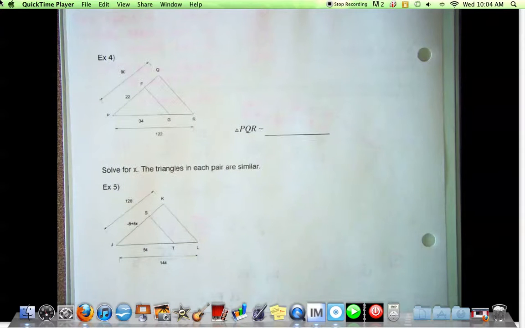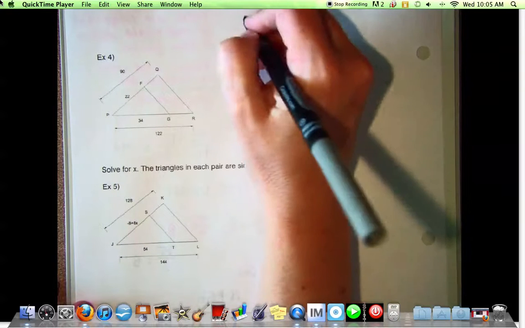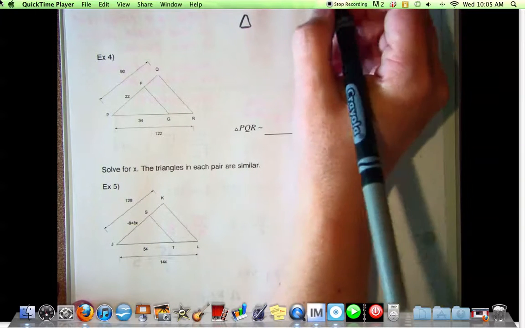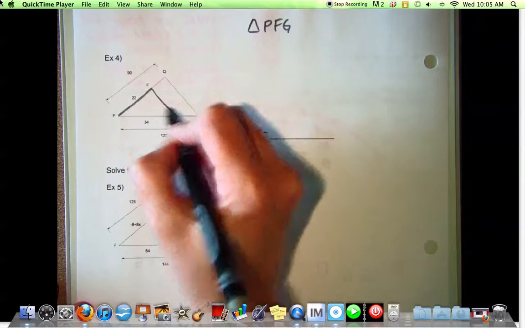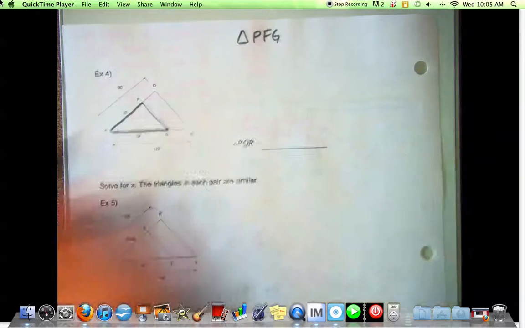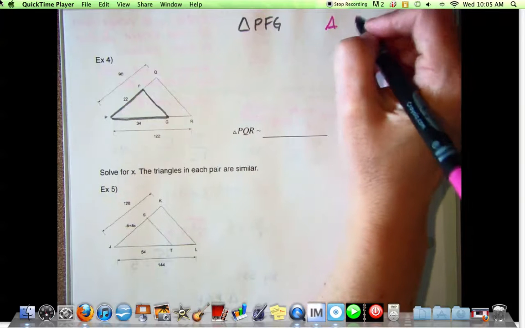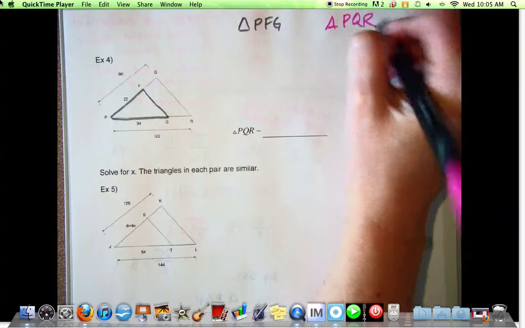All right. Example 4. It's confusing. How many triangles do we have? 2. We have 2. What do you notice about the triangles? They're opposite each other. We have one inside the other, right? Yeah. Okay, so what are the 2 triangles? Name the first one. PFG. So you see the smaller one inside here? Okay. And the other one is named what? PQR.